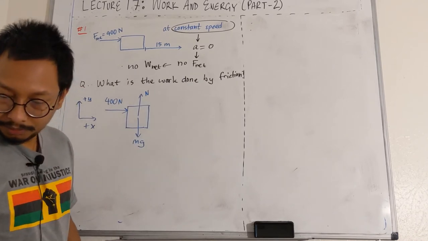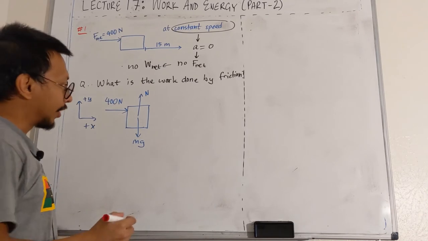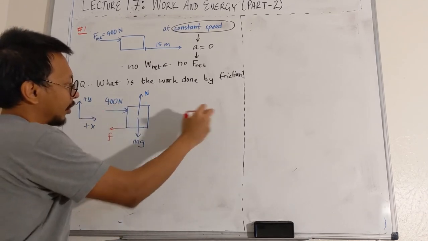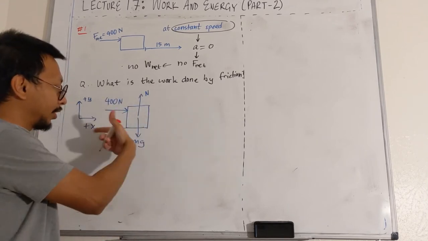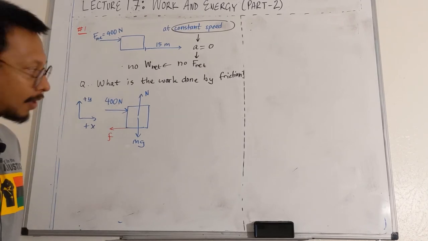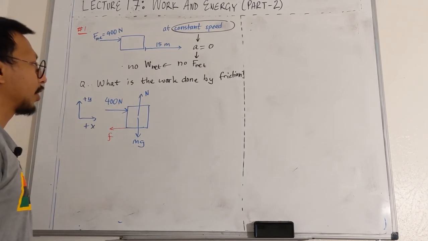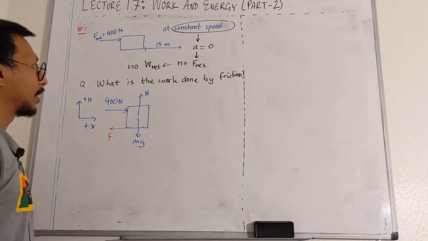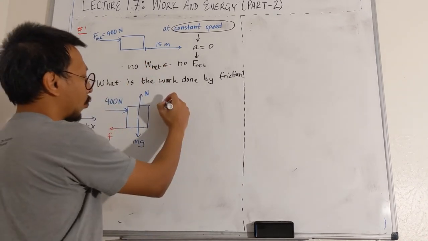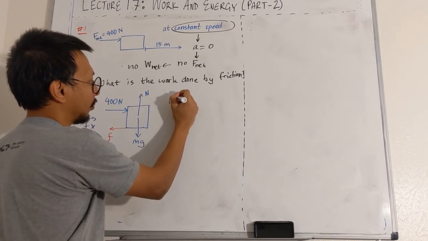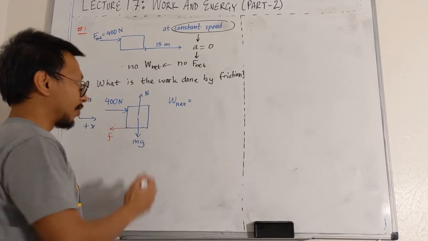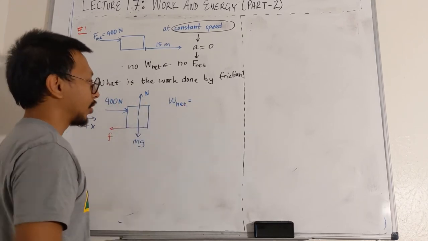And what else? We have the friction force. When I try to slide the block to the right, the friction will oppose that sliding and act towards the left. We want to find what is the work done by friction. Now, we worked out in our previous problem that net work was the total work done by all the forces in moving the block in the horizontal direction.